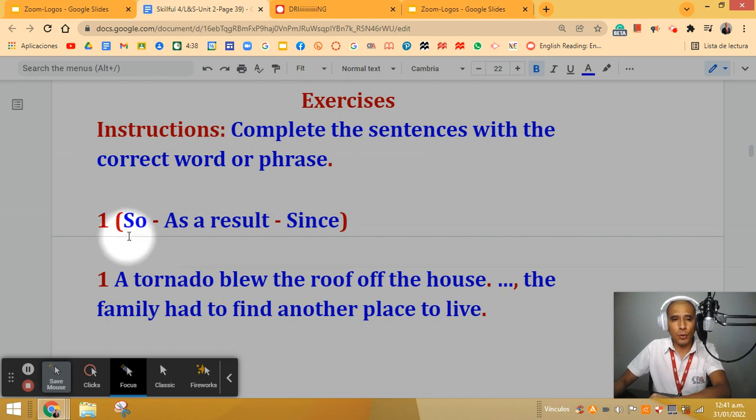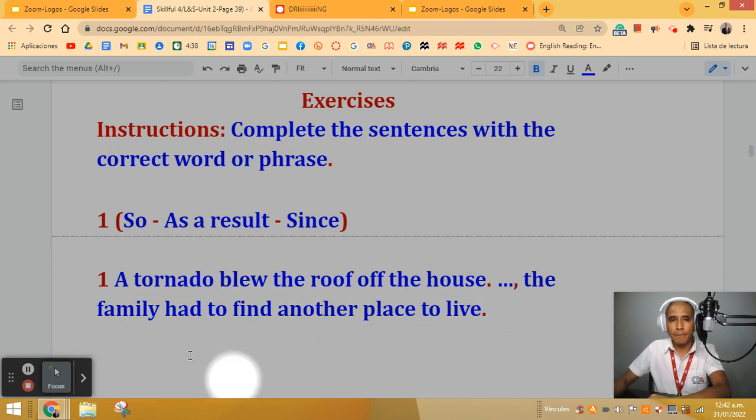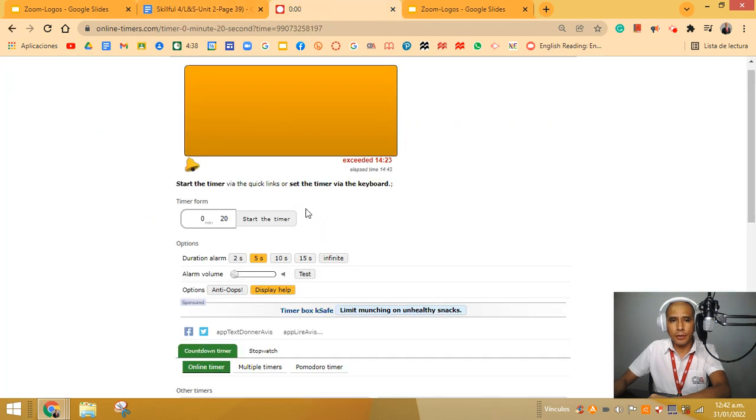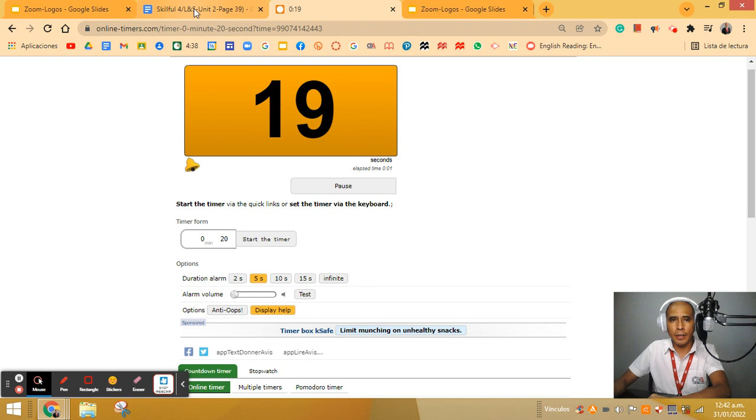So let's start with number 1. In this case, we have so, as a result, and since. These are the 3 possible options. And the sentence says, a tornado blew the roof off, blank space, comma, the family had to find another place to live. So, as I told you, I'm going to give you 20 seconds and you're going to try to find the correct answer. Go ahead, please.